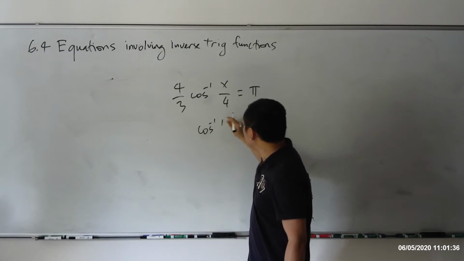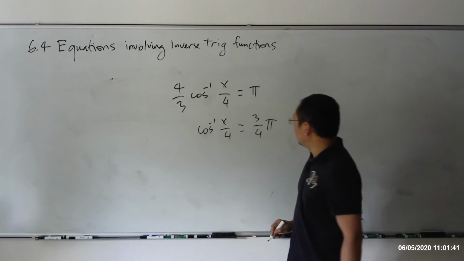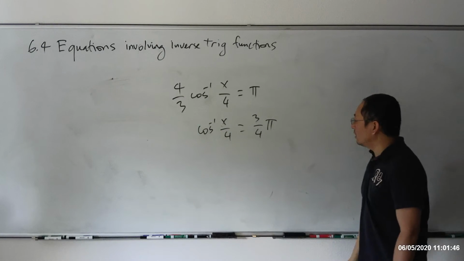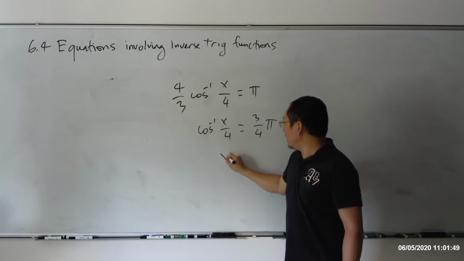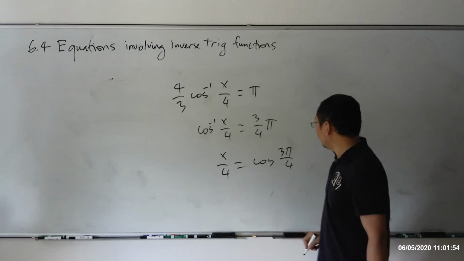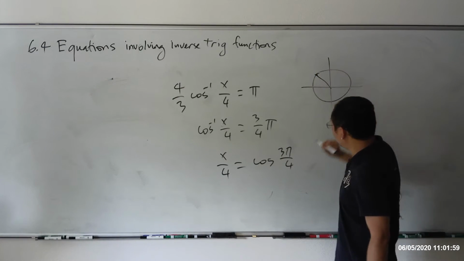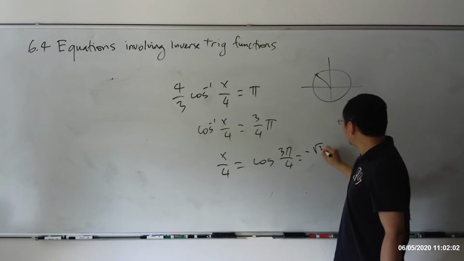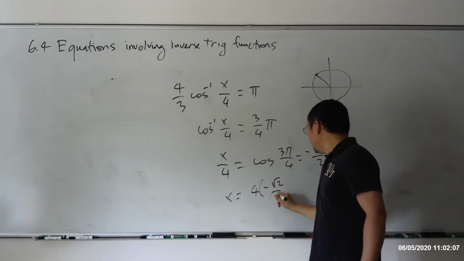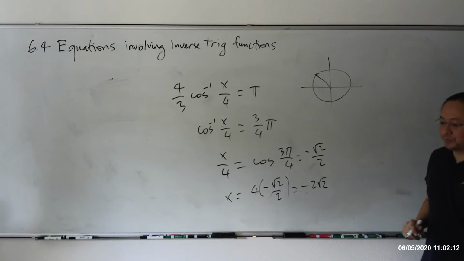Cosine inverse of x over 4 is equal to 3 over 4 pi. I multiply both sides by 3 over 4 to get rid of that fraction. Of course, this inverse means x over 4 is equal to cosine of 3 pi over 4. I know that cosine of 3 pi over 4 is negative root 2 over 2. So x is 4 times negative root 2 over 2, which is negative 2 root 2. And we have the answer.